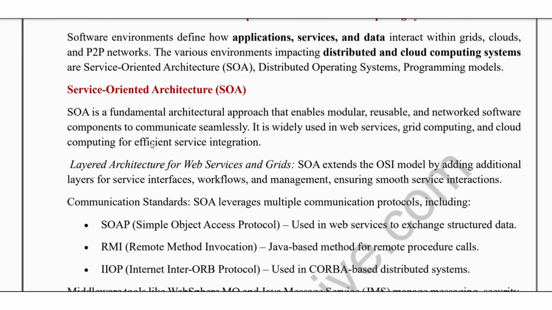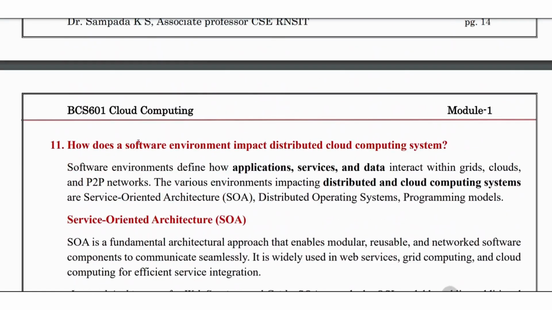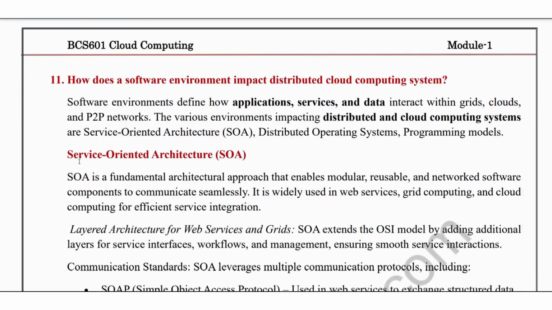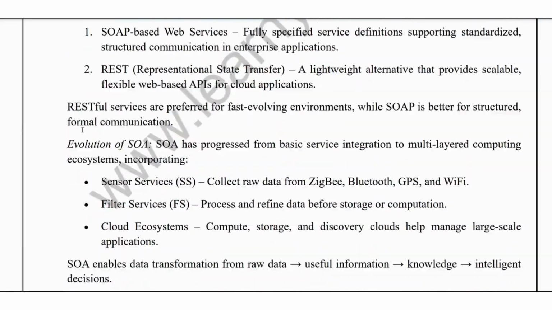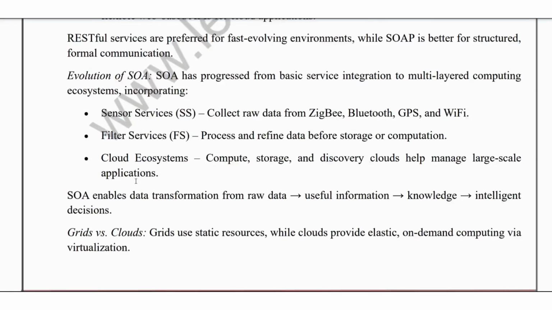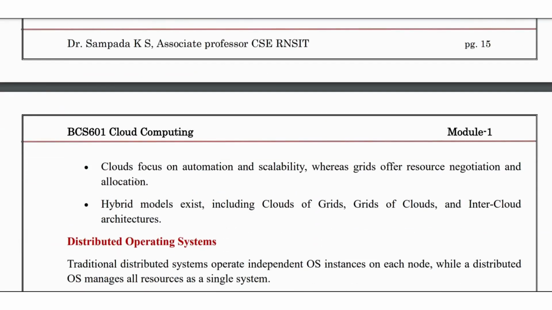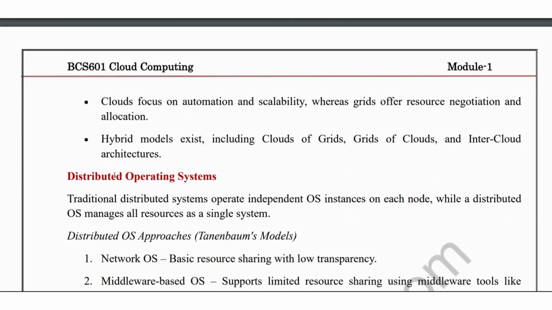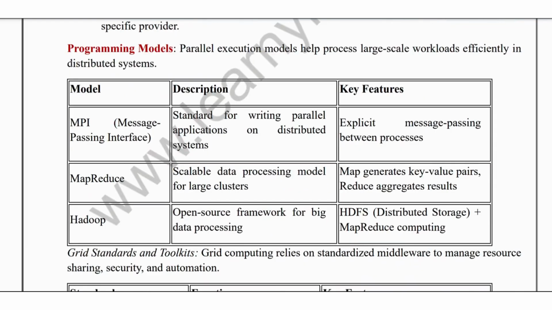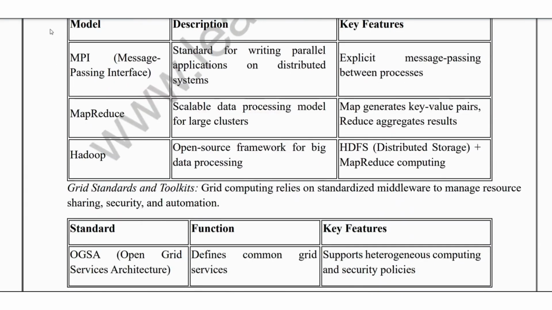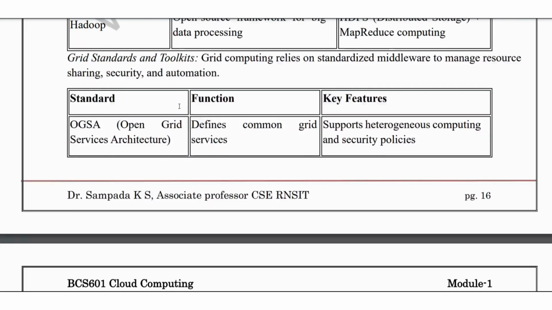Okay, coming to question number 7. How does a software environment impact distributed cloud computing system? So under that you have service-oriented architecture, and under that you have several points which are very important and all of them carry marks. And next you have distributed operating systems following the same pattern. Next you have programming models, which has a table with model, description, and key features.